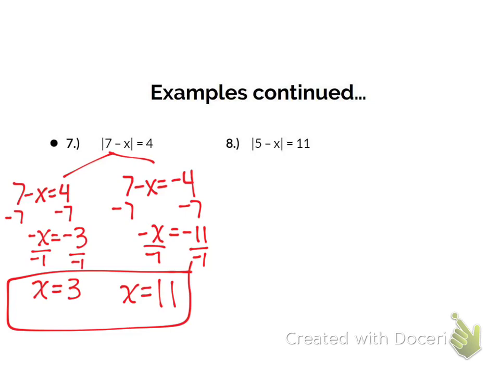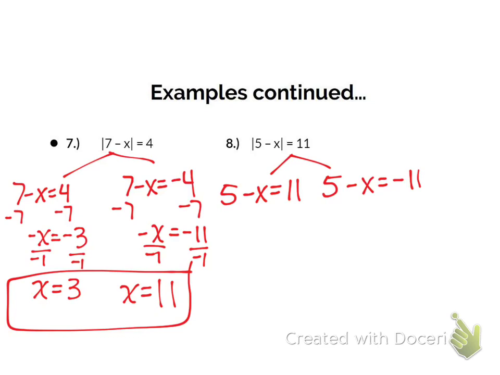All right, somebody I haven't heard from yet. Tell me what equations you set up. No, I've heard from you. Hunter. 5 minus x equals 11. What's the other one? 5 minus x equals -11. Very good. We have 2 equations set up. We need to solve them.